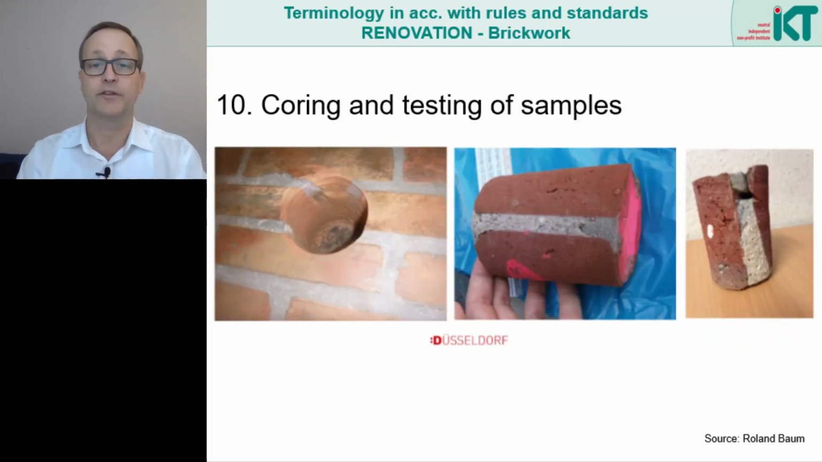The quality of the joint renovation can be checked by taking a drill core. Here we can clearly see the difference in color between the old, still intact joint material and the new joint material. Both combine to form a completely intact joint again.